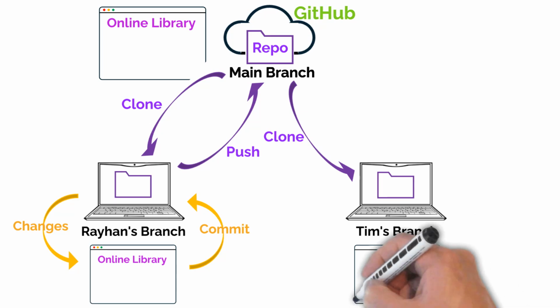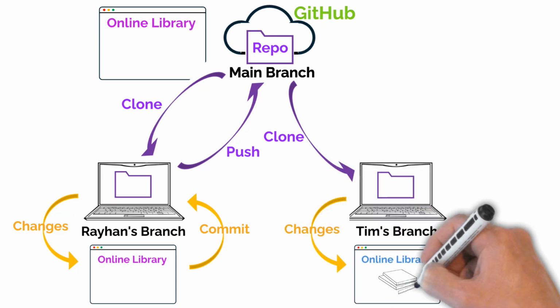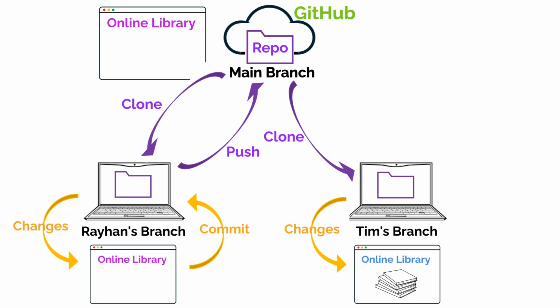Meanwhile, Tim is also making his own updates to the homepage. He adds a blue title and an image. After making these changes, Tim commits them to Tim's branch and prepares to push his updates to the main branch. However, before Tim can merge his branch, he needs to sync his branch with the latest version of the main branch, since my changes have already been merged.